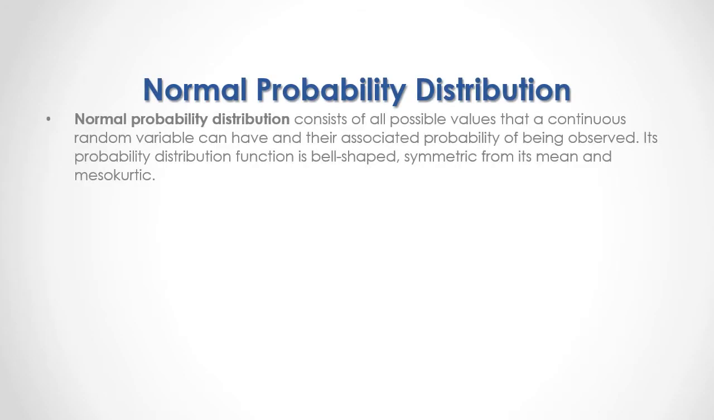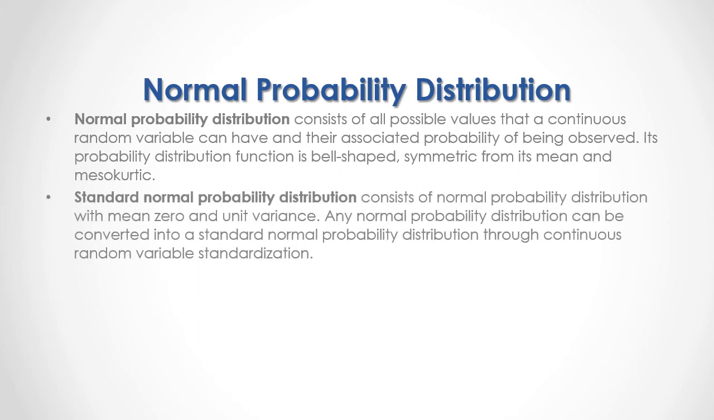Normal probability distribution consists of all possible values that a continuous random variable can have and their associated probability of being observed. Its probability distribution function is bell-shaped, symmetric from its mean, and mesocurtic. Standard normal probability distribution consists of normal probability distribution with mean zero and unit variance. Any normal probability distribution can be converted into a standard normal probability distribution through continuous random variable standardization.